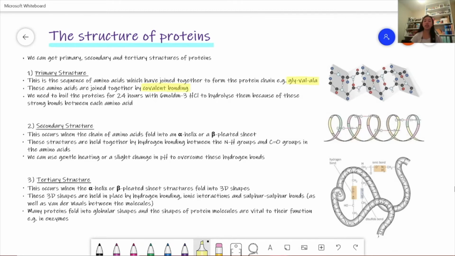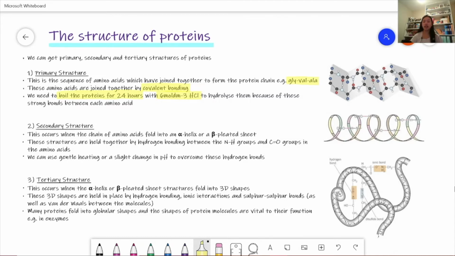And so we need to boil the proteins for 24 hours with 6 moles per decimetre cubed of hydrochloric acid in order to hydrolyze them, which means breaking down the protein chain back into all of its constituent amino acids. Because these covalent bonds are really, really strong and require a lot of energy to overcome, that's why we need these harsh conditions. We need to boil them for 24 hours, and we also need a very strongly acidic condition.